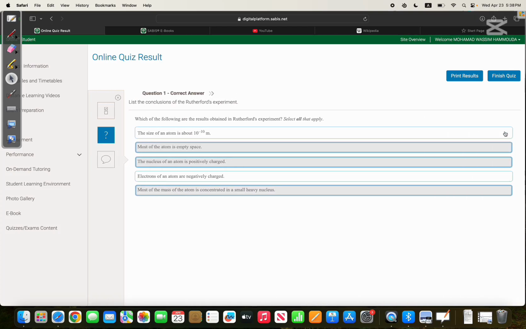Today we'll be recording the chapter 7 from 7.1 to 7.4 quiz for physics. Okay, which of the following are the results obtained in Rutherford's experiment?